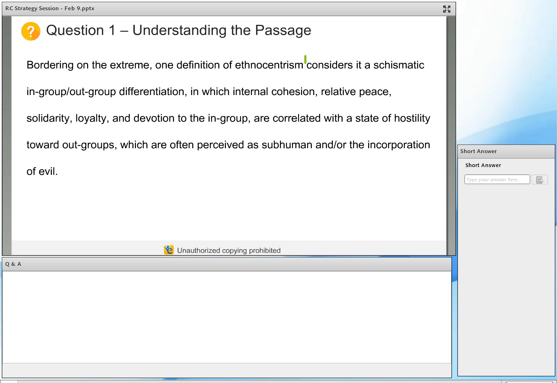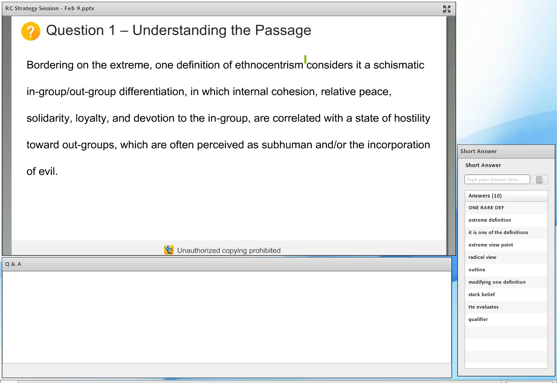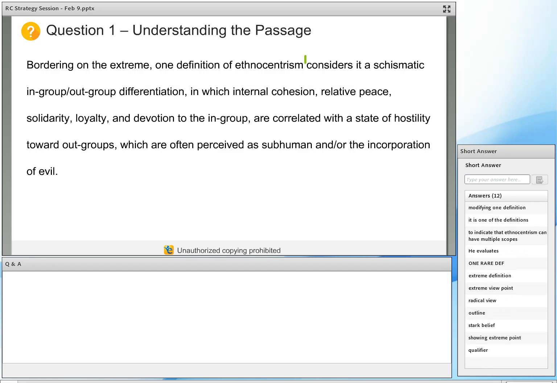I'm going to pause here and understand why the author has said bordering on the extreme. What do you think is the role of bordering on the extreme? One rare definition. What else? Extreme viewpoint. Absolutely right. It is one of the definitions. It's an extreme definition. Absolutely right. Okay. It's an extreme definition. It's a radical view. Showing extreme point.